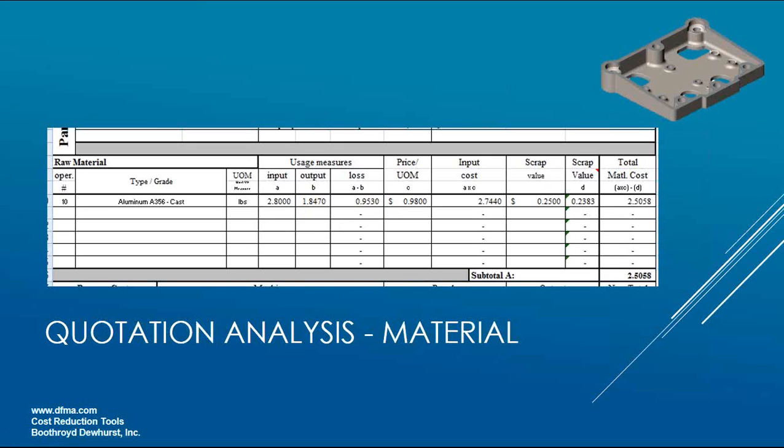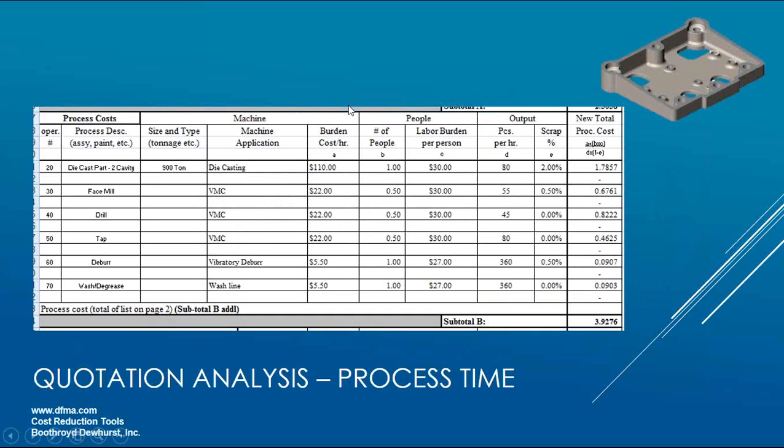We can use the DFM tool to check that against what we're being told. The second section, section B of that cost breakdown, details the process costs. Here you see they're telling us it's a die casting 2-cavity tool, 900-ton press with a machine rate of $110 an hour. One person at $30 an hour is going to produce 80 pieces an hour with a 2% scrap, and that's going to cost us $1.78.